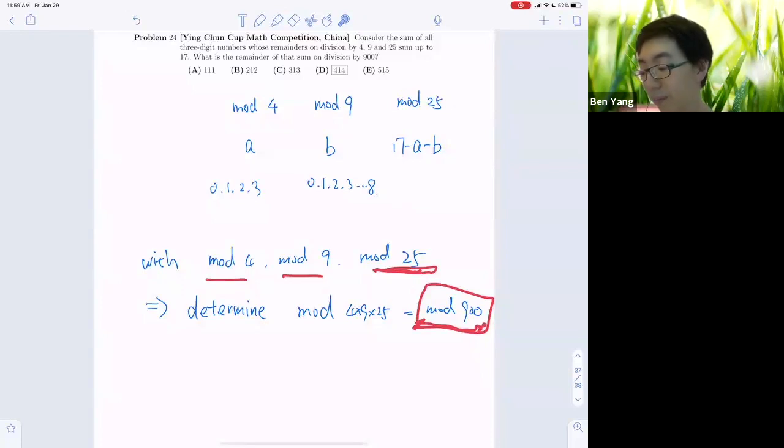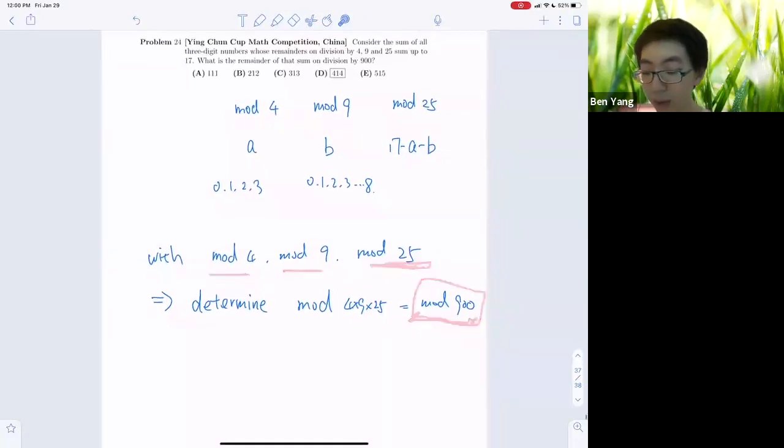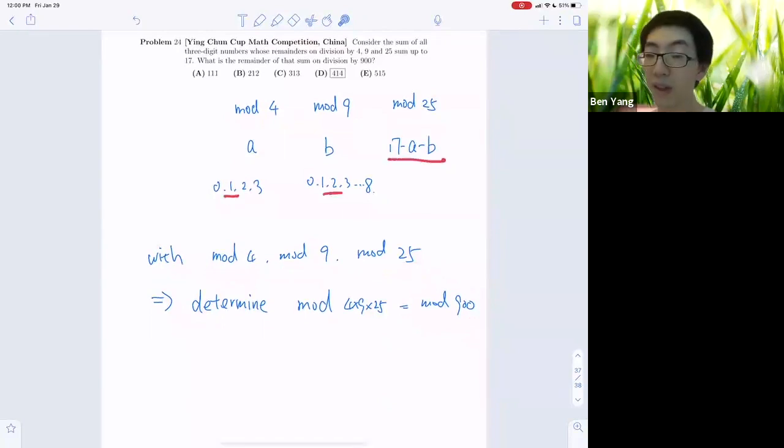And those 900 3-digit numbers, they're just all of the residual classes modulo 900. Okay, so now we see that each of our choices here, and in total there are 36, each choice corresponds to one 3-digit number. And now we want to find the sum of all of those numbers, and essentially just the remainder of that sum on division by 900.